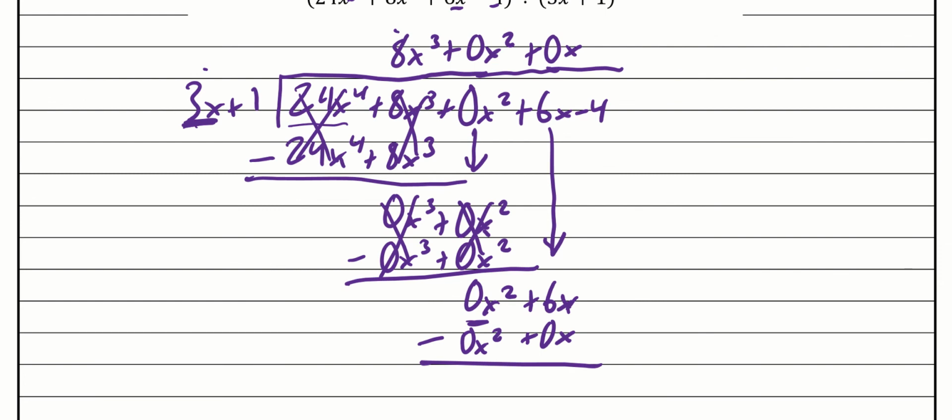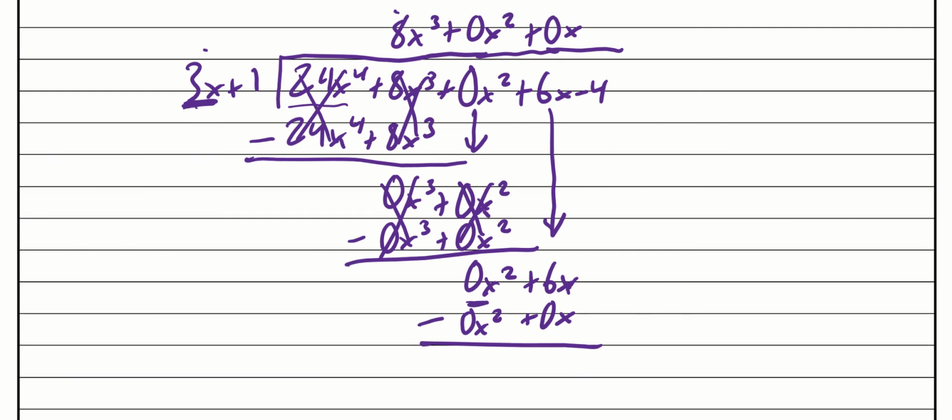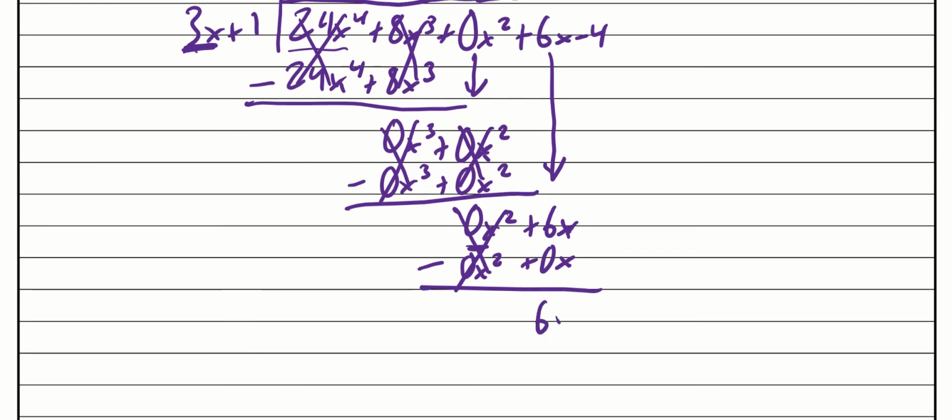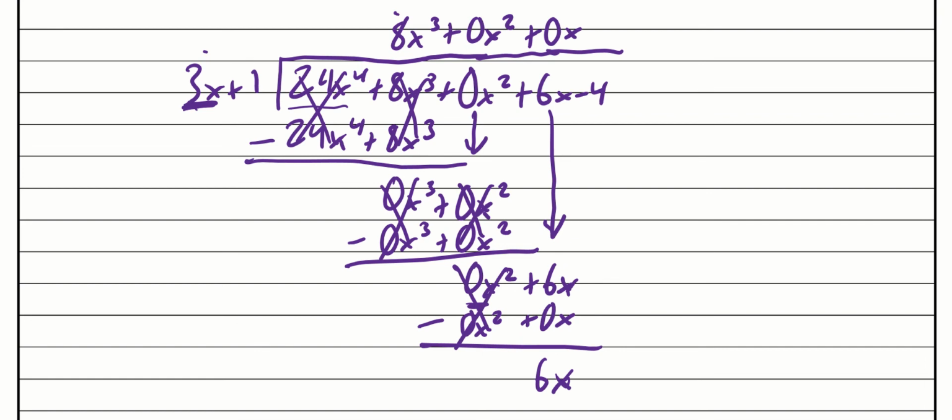As always, we're going to subtract these here. So I'll subtract 0x squared and 0x squared would cancel out. And then 6x minus 0x is just going to give me 6x. So finally I get to a place where I actually have a value, which is good. And then I'll bring down the next term. So in this case, the next term would be negative 4. And I do that same kind of process.